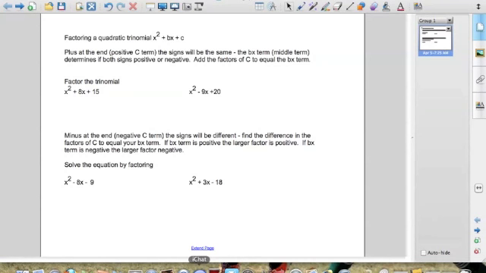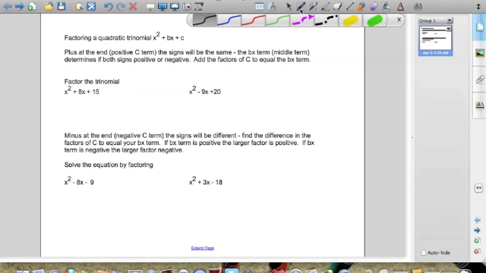We have some different situations. If you have a plus at the end, which means your c term is positive, then your signs are going to be the same, and it's based off of the middle term. If your b term is positive, then you're going to have two positives. If your b term is negative, like in the second example, then you're going to have two negatives. So let's take a look at these two situations.